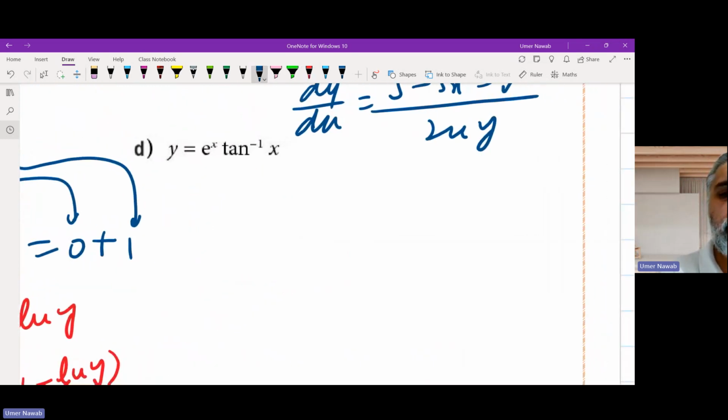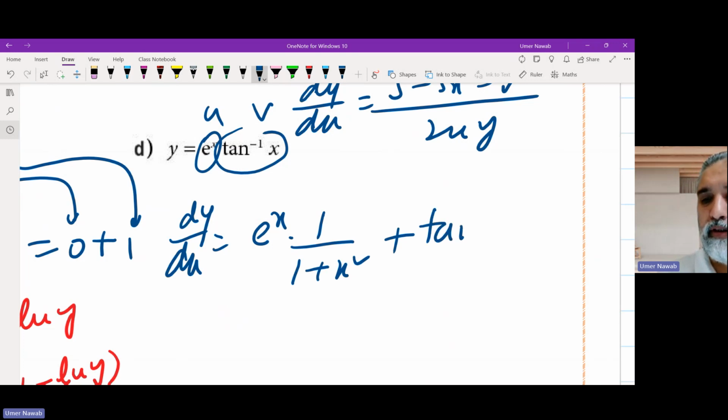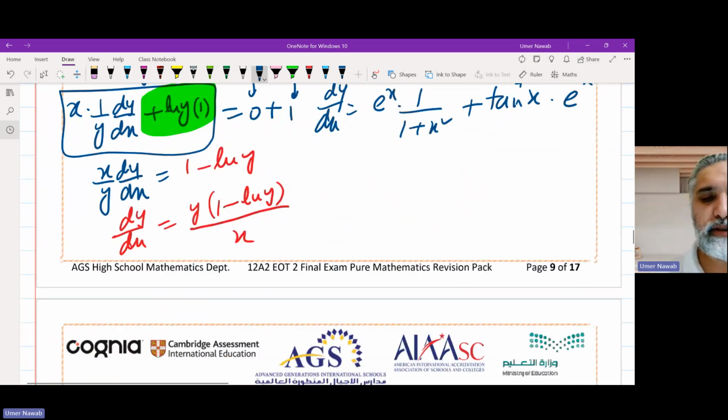Now here I'm going to apply the UV method, the product rule. So dy by dx: e^x as it is. What is the derivative of inverse tan? 1 over 1 plus x squared. And the further derivative of x is 1, no need. Plus inverse tan of x, you write it as it is. And what is the derivative of e^x, which is the same. And you leave it like this.